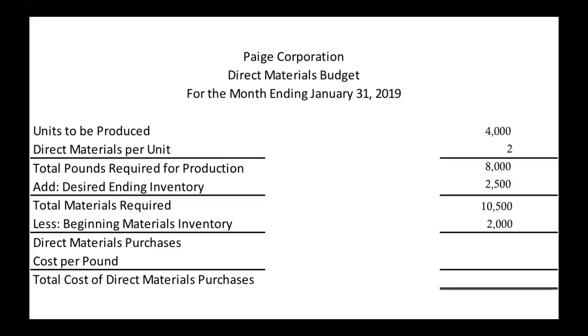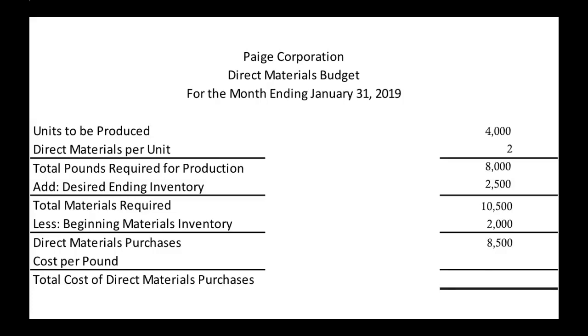And when we take our total materials required minus what we started with at the beginning of the month, it's going to tell us that we need to purchase 8,500 pounds of materials.